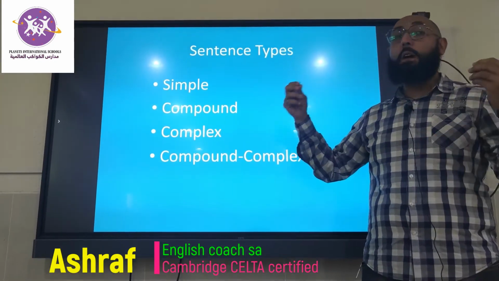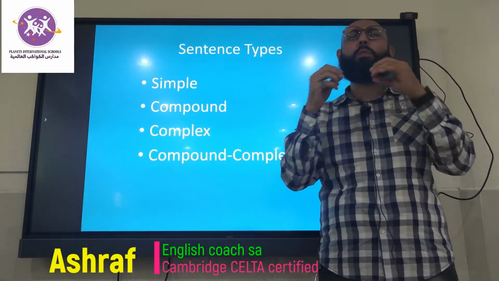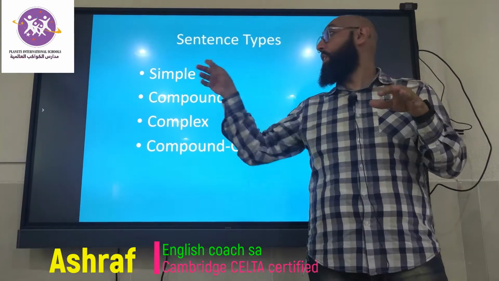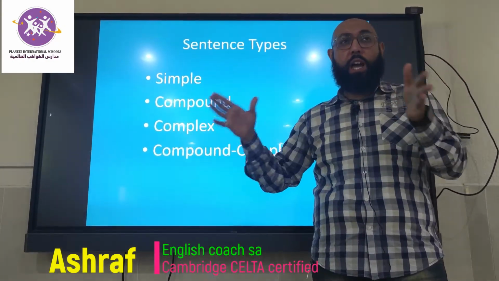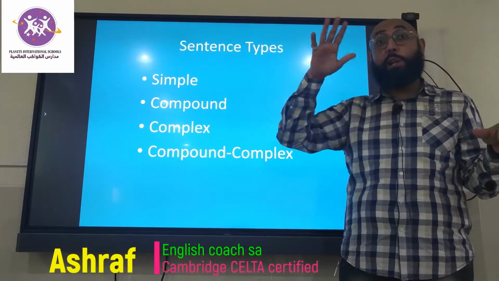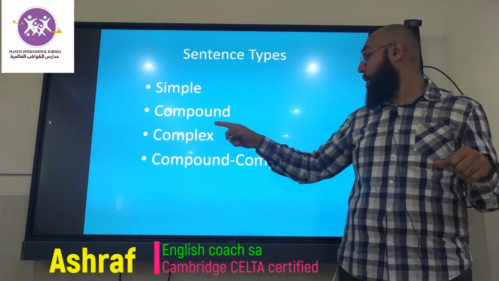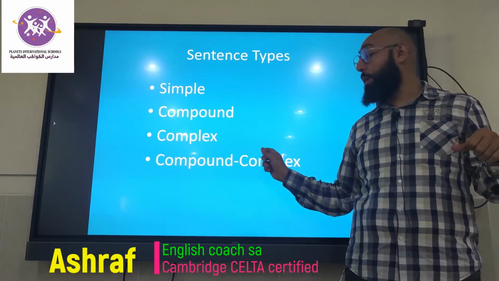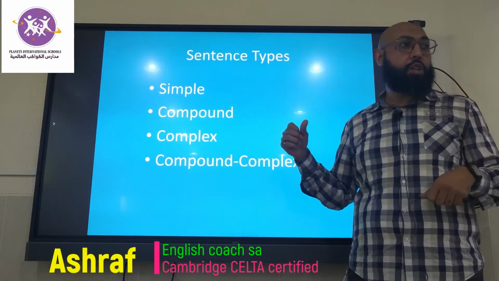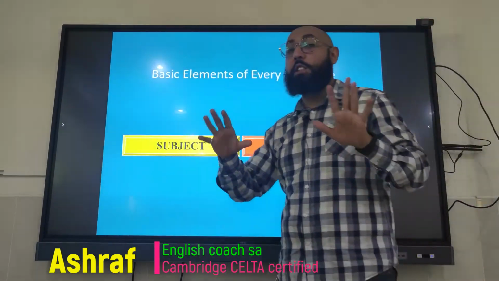So we have the simplest form of the sentence. This is the first one, the simple sentence, which has a subject and predicate. The second one is compound, and we will learn what the compound sentence is, and then the complex. Complex compound, or compound complex, will be shown later on. The basic elements of every sentence in the whole world.